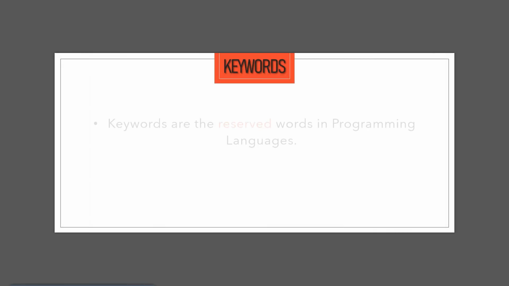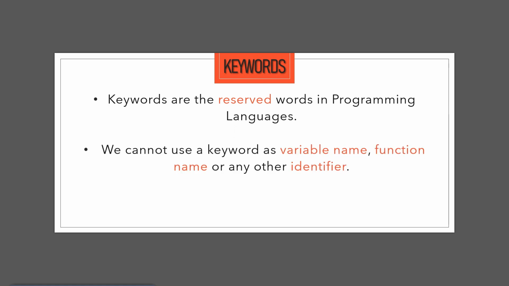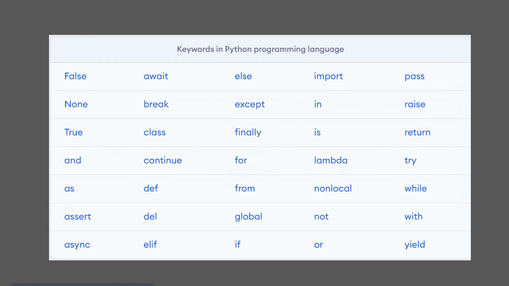Now, what are keywords? Keywords are the reserved words in a programming language. That is, they are designed when the programming language is created itself, and we cannot use a keyword as a variable name or a function name or any other identifier. Keywords have some special meanings. When we use keywords, they perform some specific task which they have been designed to do. So what are the keywords in Python? In Python, all these words are known as keywords. If you observe here, False and True and continue, or there are many keywords here. You'll know the meanings of these keywords in the coming videos.